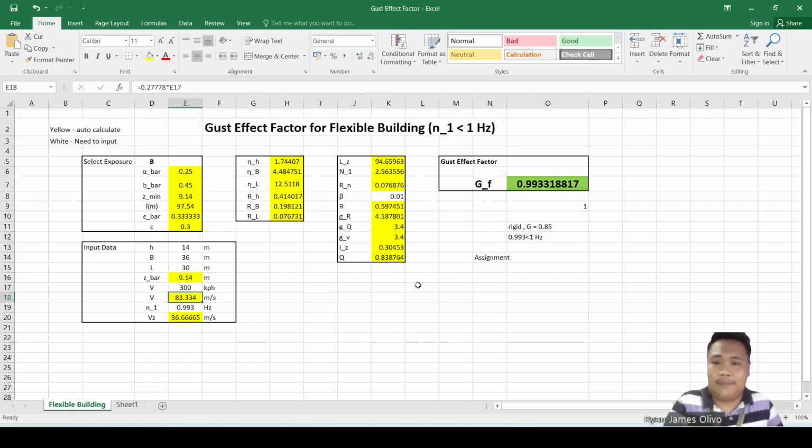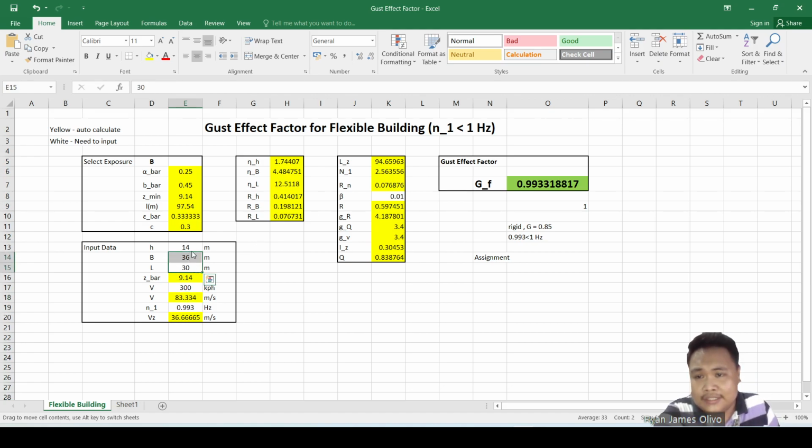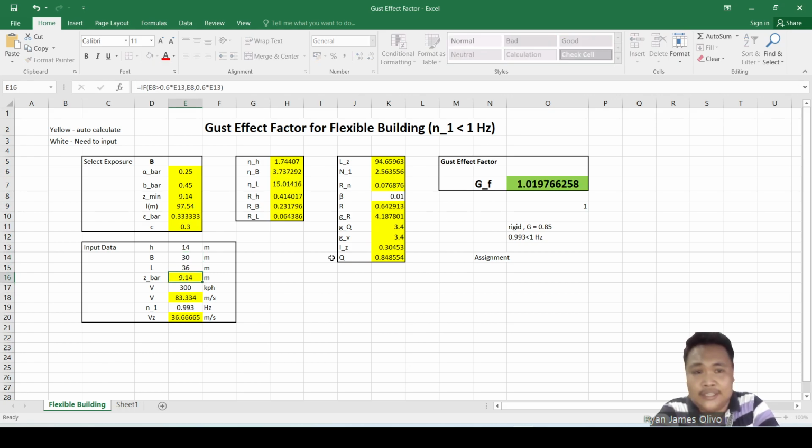If we change it, it's still 1. So we just assume 1. It is still 1 if the wind is parallel to the ridge, and if it's normal to the ridge, it's still 1 anyway. We assume it's 1.